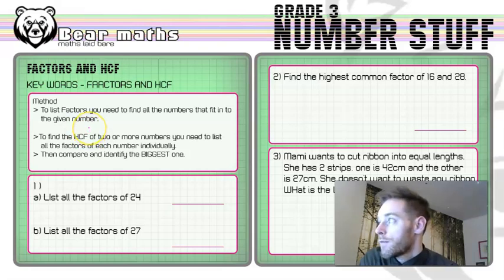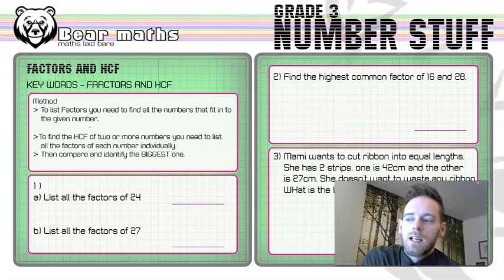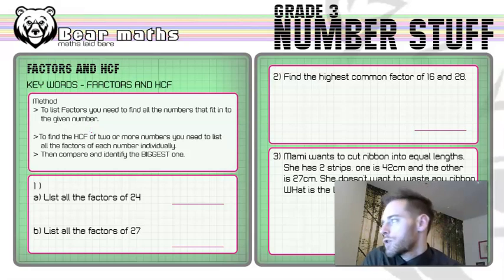So this video is on factors and the highest common factor, HCF. So keywords are factors. Factors are numbers that fit into given numbers. They are whole numbers that fit into given numbers. And the HCF is the highest common factor, i.e. the biggest number that appears in both or all the lists of the given numbers that you get in the question. Now, to list factors, you need to find all the numbers that fit into the given number.